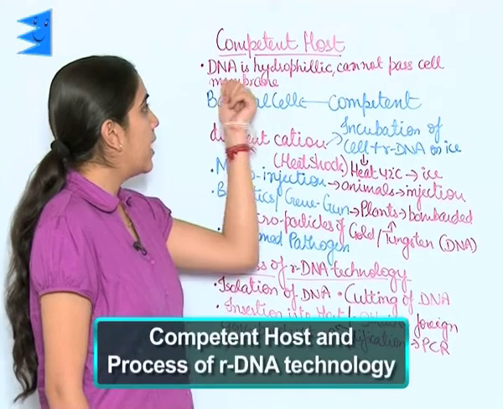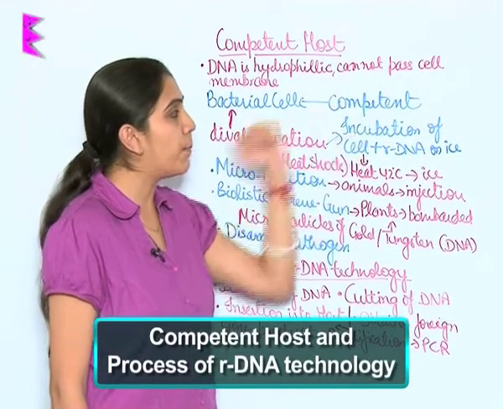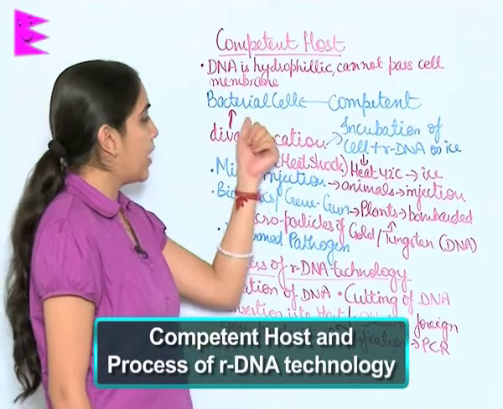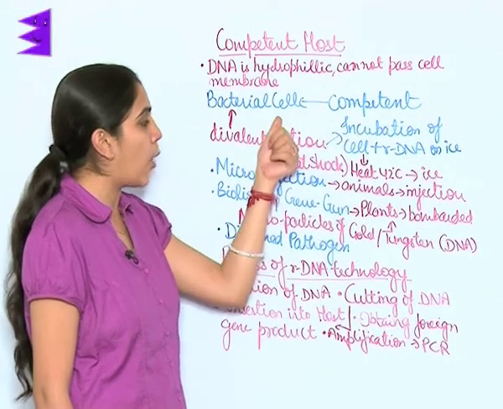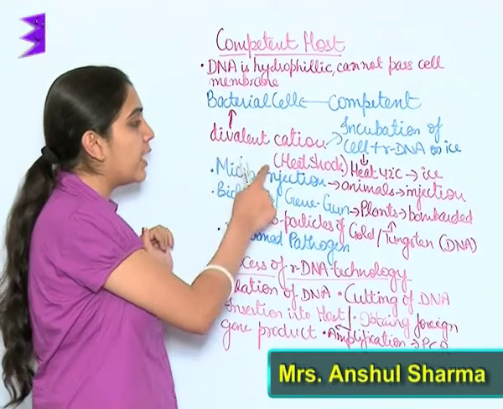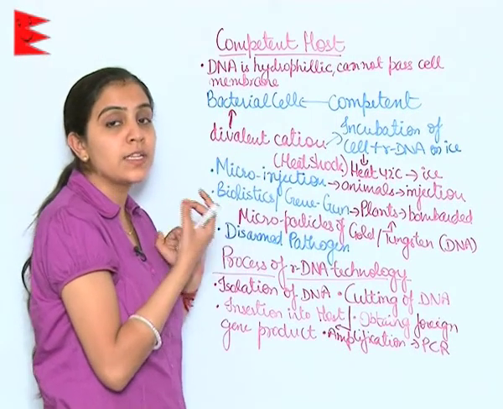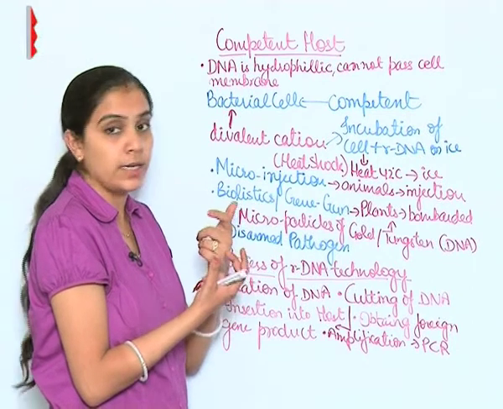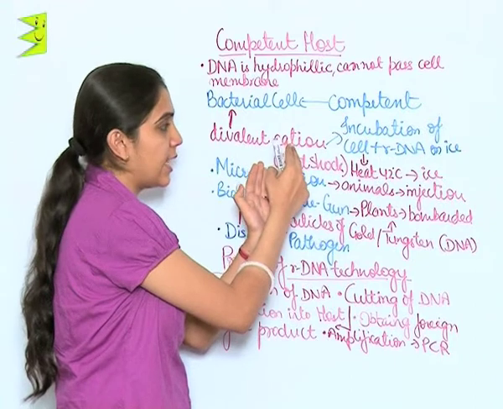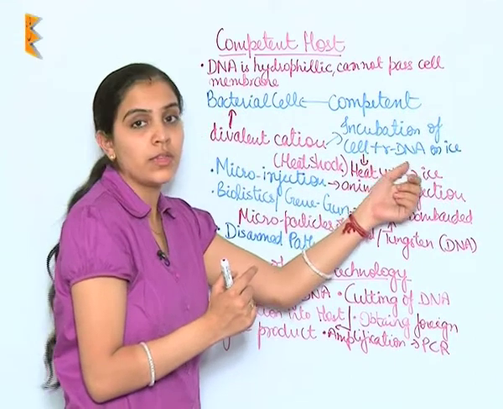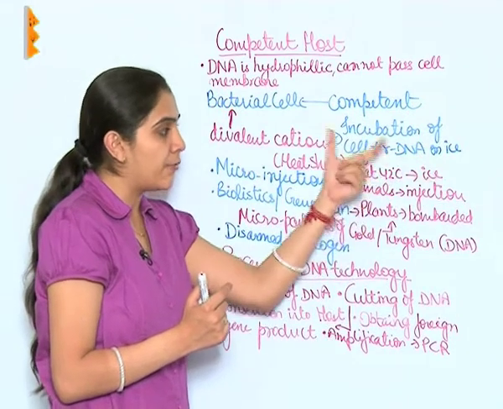Competent host. DNA is hydrophilic in nature, that is, it cannot pass through the cell membrane. Now, what we do is take a bacterial cell and make it competent by treating it with a divalent cation such as calcium so that its membrane porosity is increased. Then we take this competent host cell and incubate it with recombinant DNA on ice.